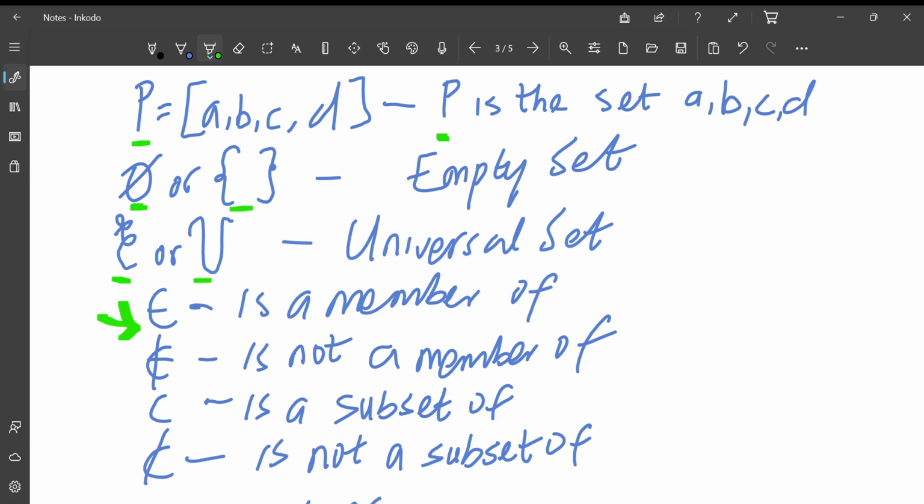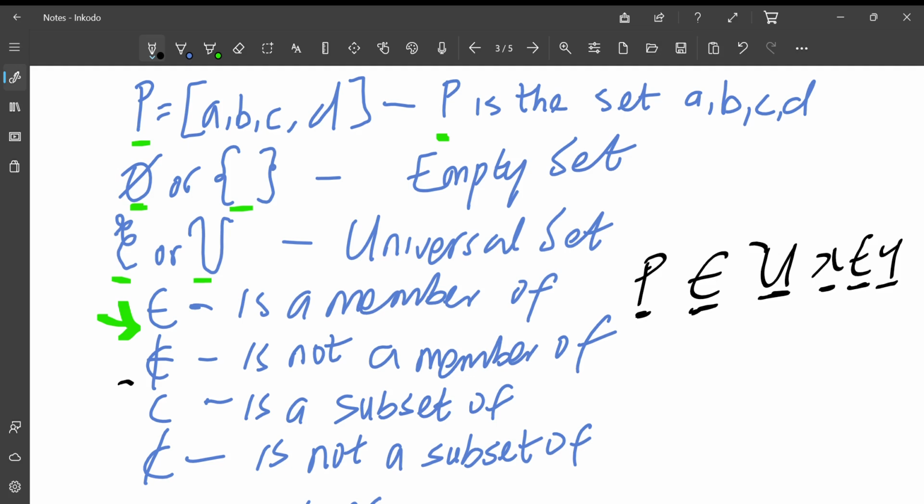So the next one is this ∈. When you see this, it means that that thing is a member of something. So you can see something like P ∈ U. What this means is that P is a member of the universal set. You understand? Or you see x ∈ Y. It means x is a member of the set Y. So that's what ∈ means. And when you see that symbol stroked this way, it means it's not a member.